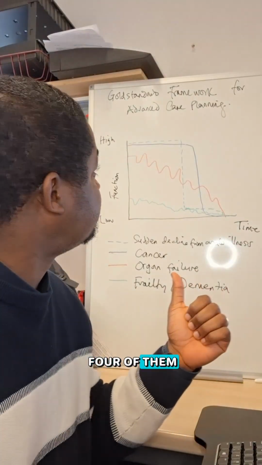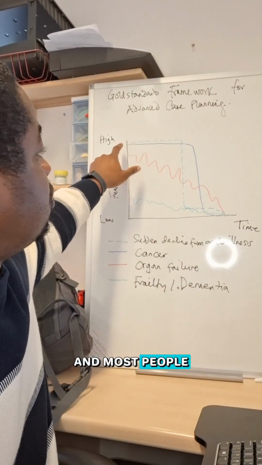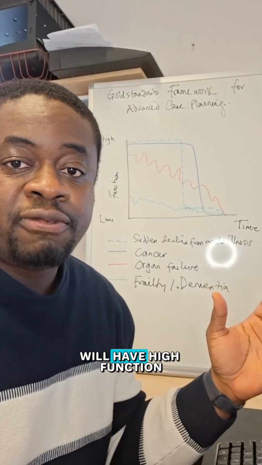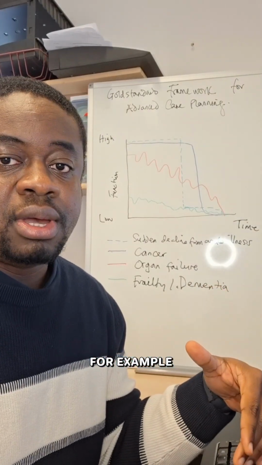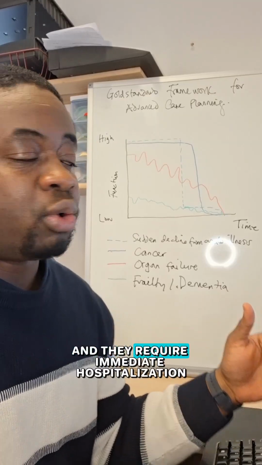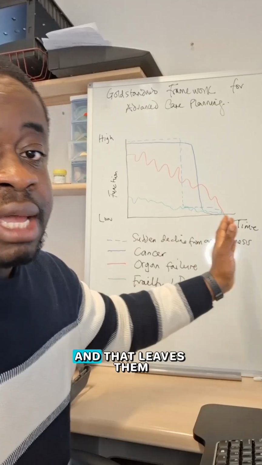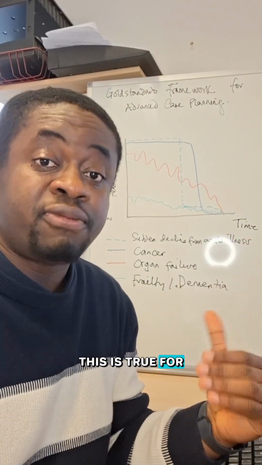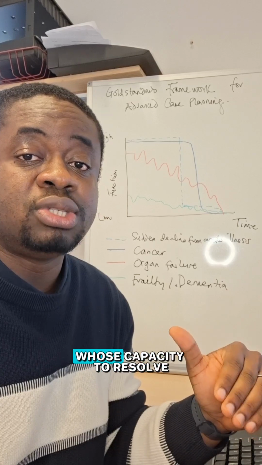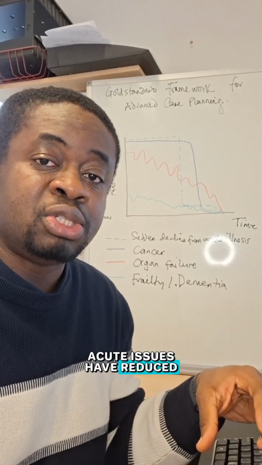So I'll go through 4 of them. So the first one here is an acute illness, and most people will have high function until something catastrophic happens, for example, sepsis, and they require immediate hospitalization, and that leaves them in hospital for a pretty long time. This is true for frail individuals whose capacity to resolve acute issues has reduced over time.